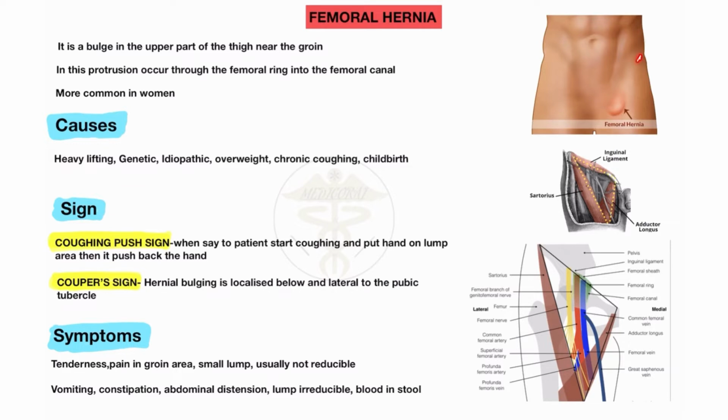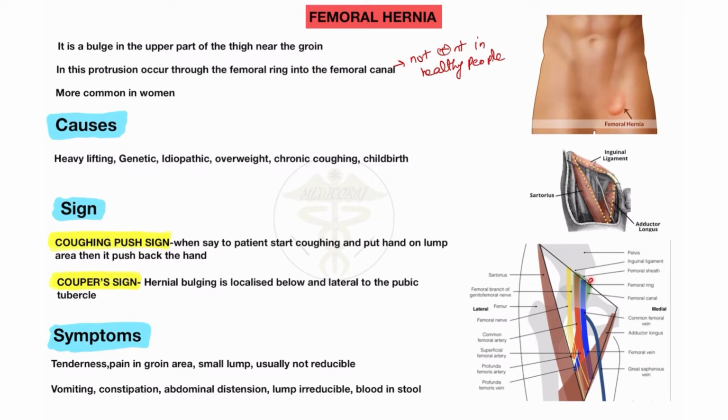So now I will start with femoral hernia. It is a bulge in the upper part of the thigh near the groin region. In this, protrusion occurs through the femoral ring into the femoral canal. First of all, please learn this about the femoral canal. The femoral canal is not present in normal healthy people. Please learn this, this is very important. It is formed only when a femoral hernia occurs.